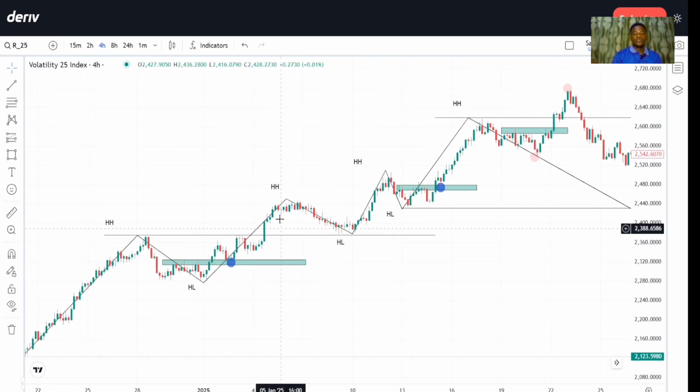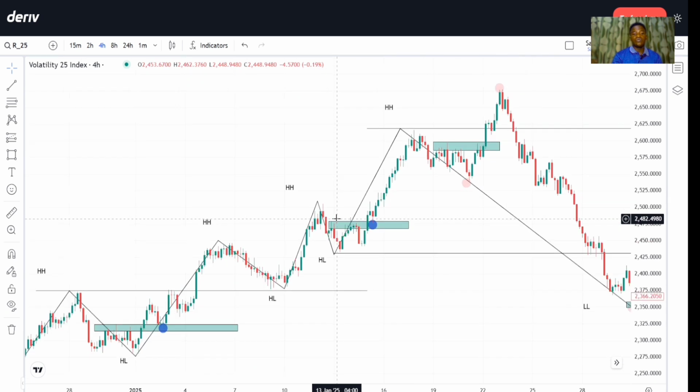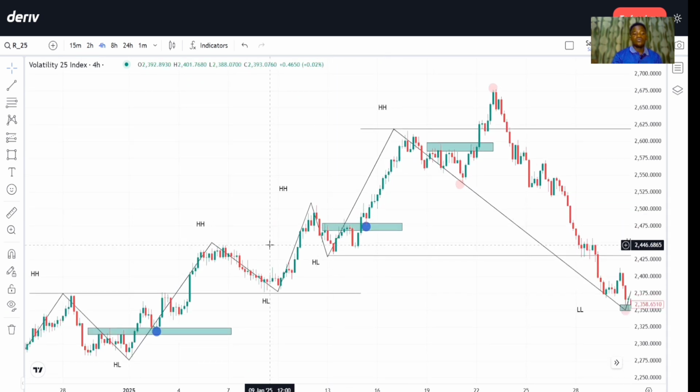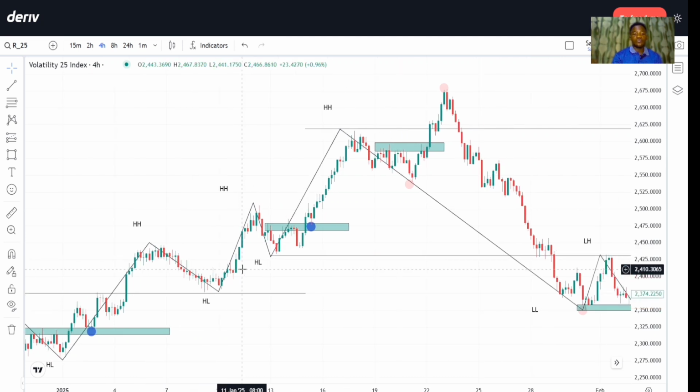And also, if you could now find a support and resistance, just leave the market open till you are able to spot a support and resistance. Like here now, we have a higher high. We could not easily spot a support and resistance zone. So we are going to leave it.